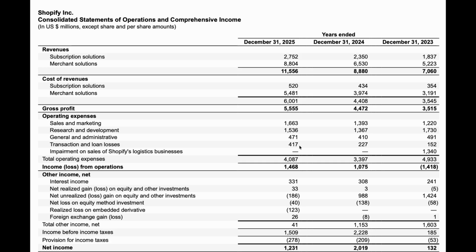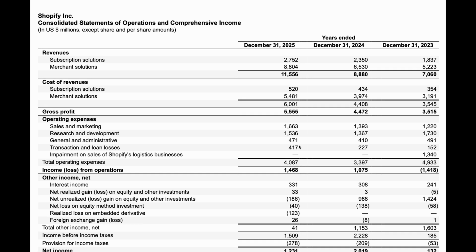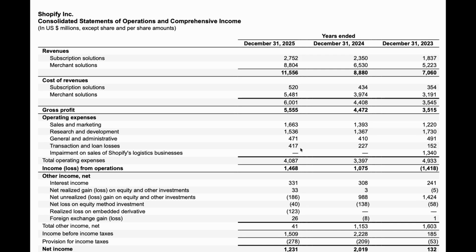Now, what is that? Those are credit losses on Shopify Capital. So these are merchants who had borrowed from Shopify and they could not repay. So Shopify Capital is actually writing off those loans, and they're treating this as an operating cost of basically being in the lending business here.